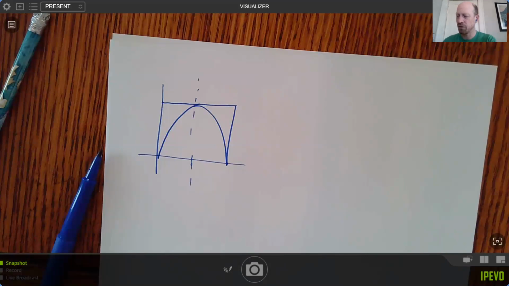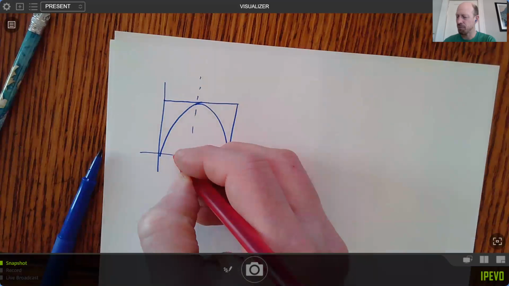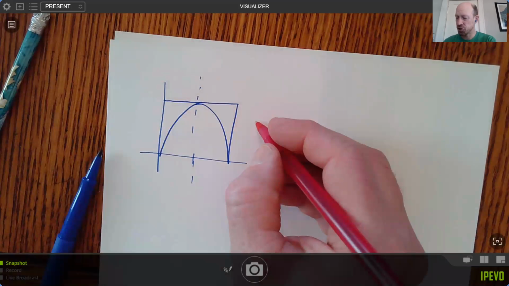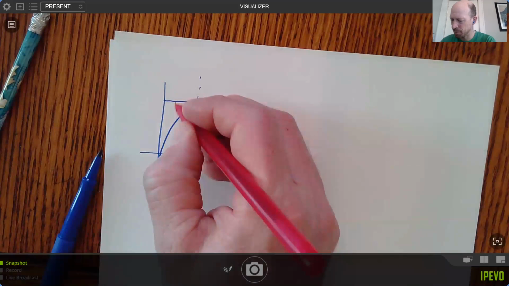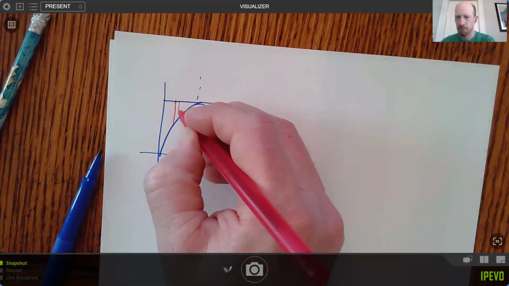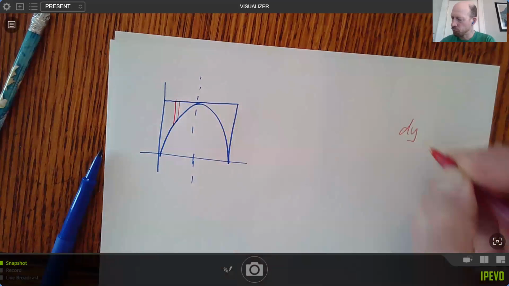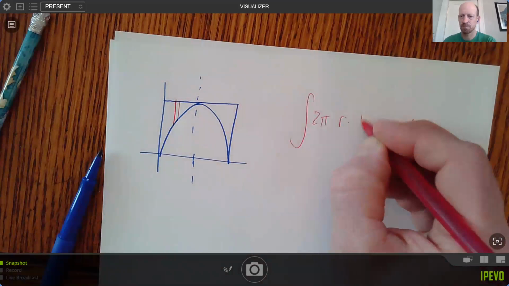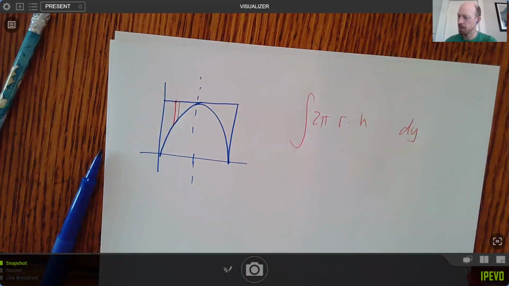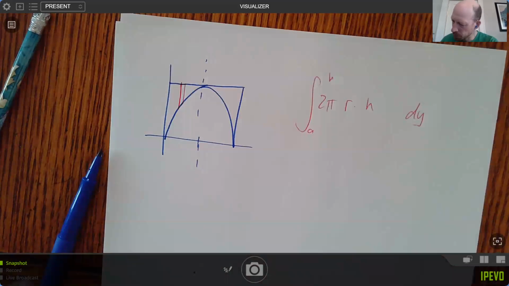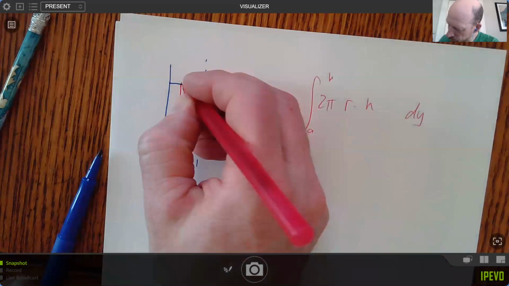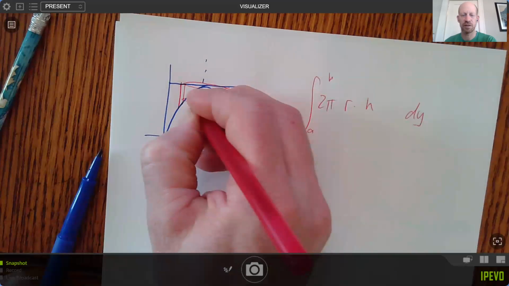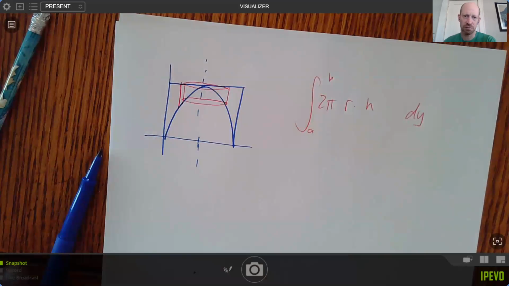So if I wanted to do this with a shell instead, remember the washer was dx. So for this shape, the shell is automatically dy. And of course, 2 pi r h dy, from a to b. So I would get this shell.